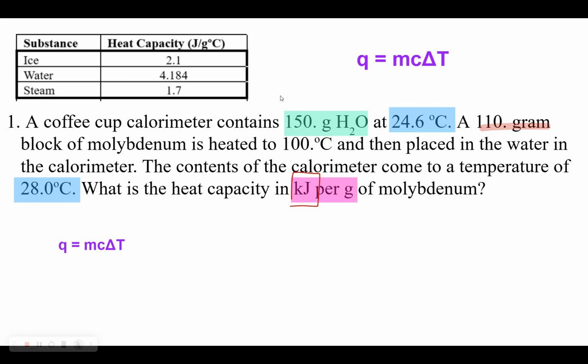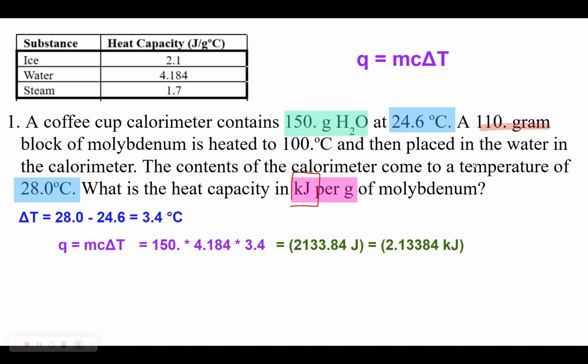So we're going to use MC delta T, and our temperature change of the water is going to be when it changes from 28 to 24.6, which is 3.4 degrees. If we plug in the mass of water and that specific heat of water along with that temperature change, then we get 2,133 joules of energy that was absorbed by the water, which is 2.13384 kilojoules, which rounded to 2 sig figs because my temperature change is 2 sig figs, is 2.1 kilojoules. So I've got the kilojoules part of my answer now, and now it's time for grams.